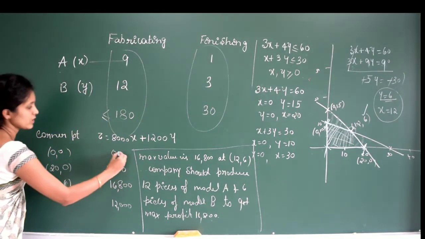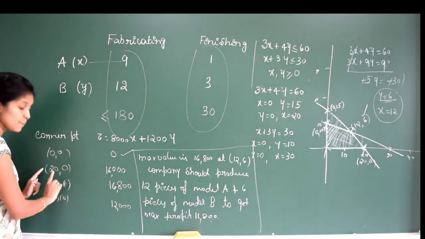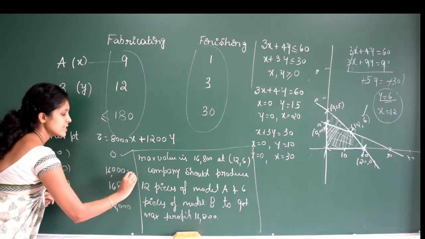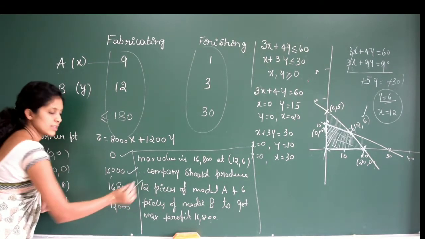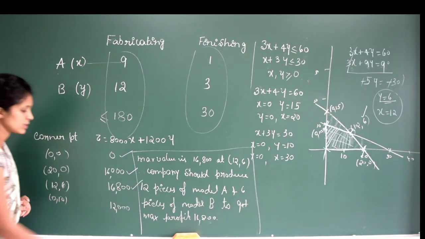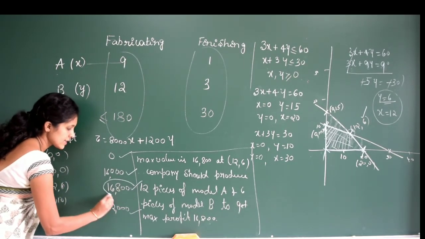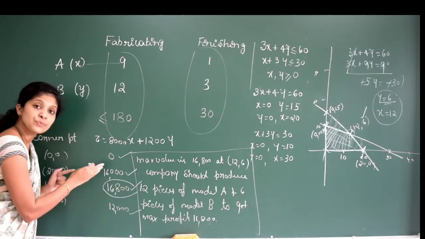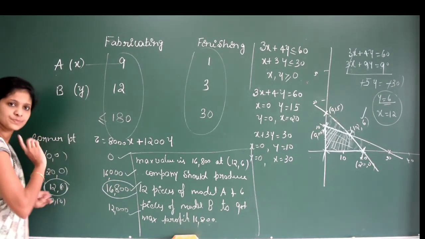So after substituting, we got the value of z as 0 when this is 0, 0. For 20, 0, it is 16,000, and if it is 12, 6 then 16,800, and for 0, 10 that is 12,000. So the maximum profit possible is 16,800 at the point 12, 6.